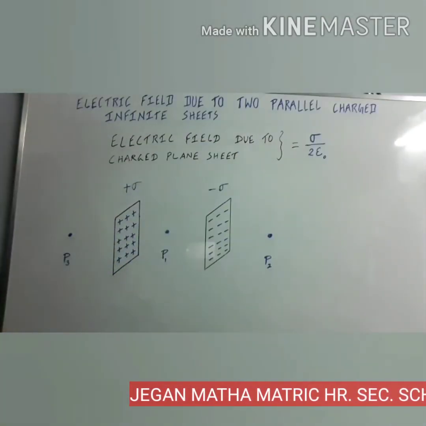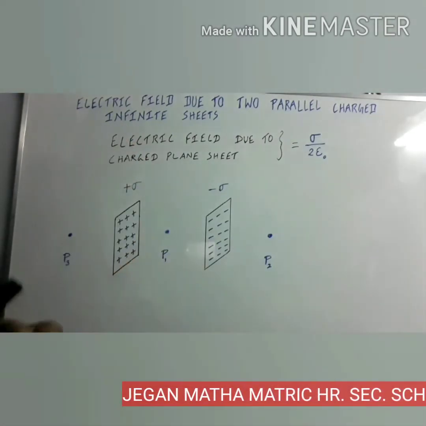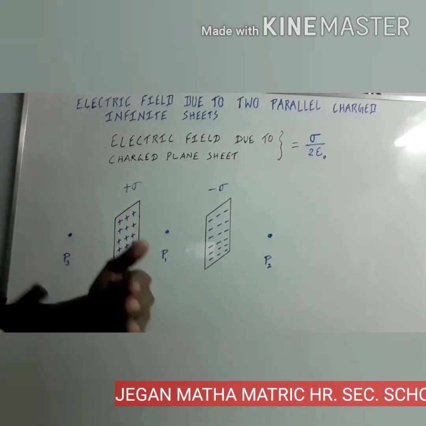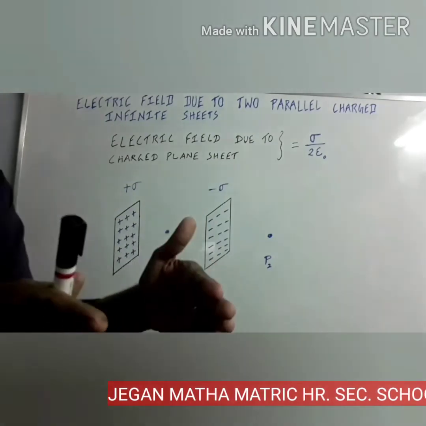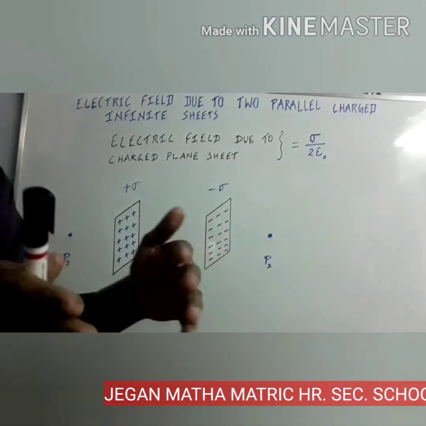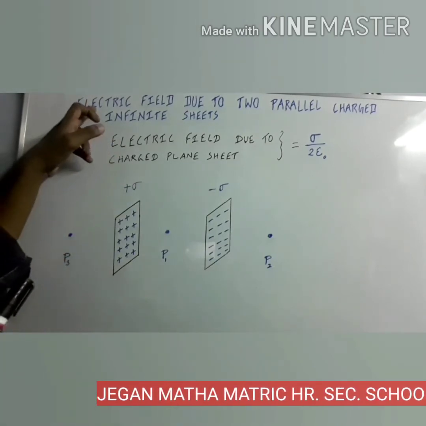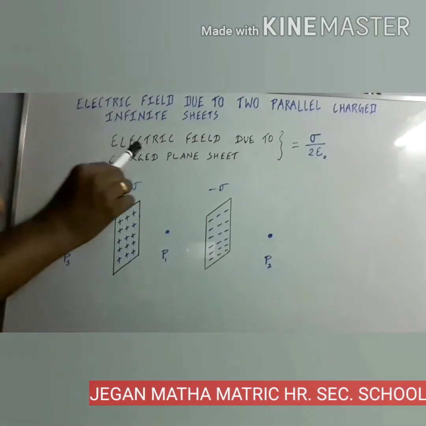So far we have discussed the electric field given by the infinitely long charged plane sheet. We have taken only one sheet. We have discussed what the electric field is at a particular point due to the charged sheet. Now we are going to take two charged plane sheets kept parallel to each other, and we are going to find the electric field at different points. So now we are going to discuss the electric field due to two parallel charged infinite sheets.